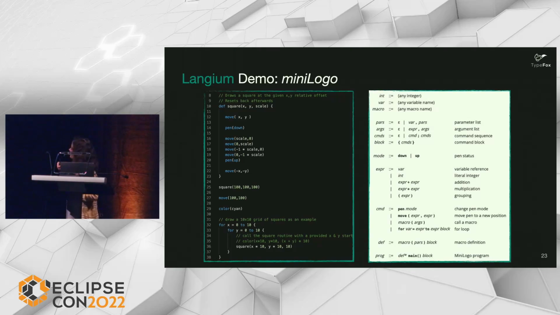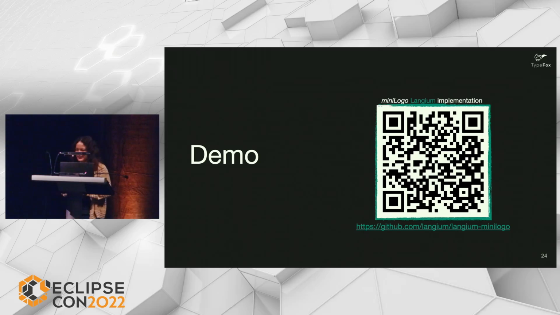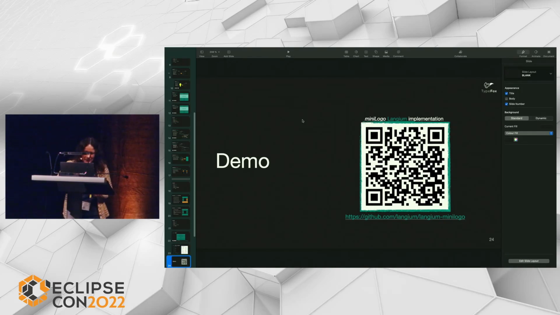For those who are interested, I wait a bit. Okay, it's enough. Now we can take a look at the demo. I believe that you had enough time to take a look. Here is the core code for the MiniLogo Langium implementation, if you want to try. So, I start my demo.